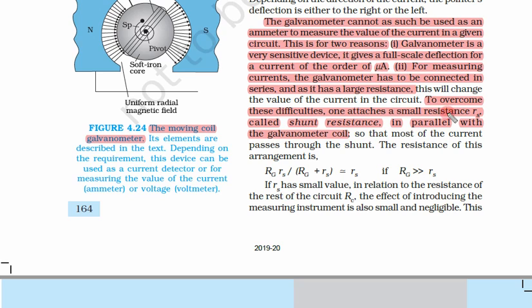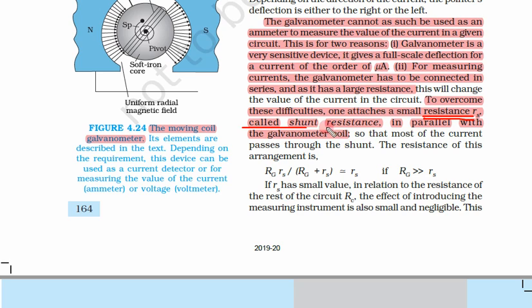Now what do we do to solve this? To overcome these difficulties, one attaches a small resistance Rs, called shunt resistance. We attach one resistance which is called shunt resistance. Again, this came for 1 mark, but these applications, like ammeter or voltmeter, come every year for 2 or 3 marks. So this is a very important topic.